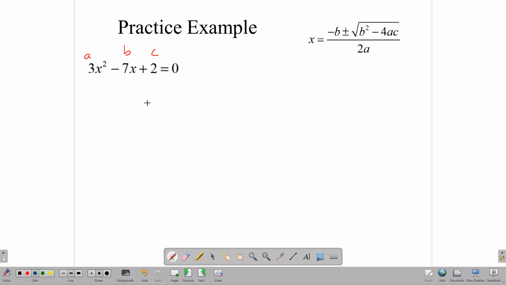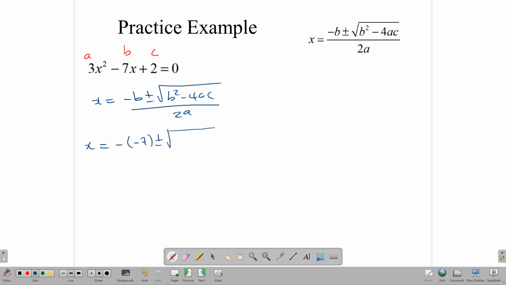Let's do it. The formula says x is equal to minus b plus or minus the square root of b squared minus 4ac, over 2a. Let's do some quick substitutions. So x would be equal to minus b, there's a minus sign, b is negative 7, plus or minus the square root of b, which is negative 7, squared, minus 4 times a, which is 3, times c, which is 2. All of that over 2 times a, which is 3.